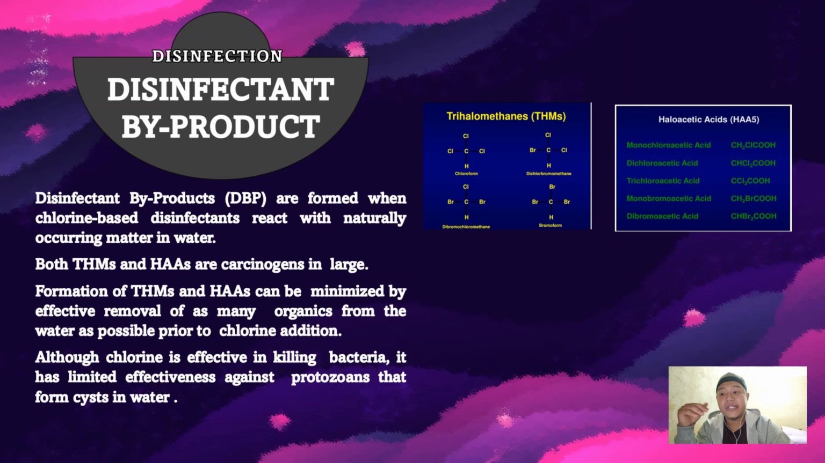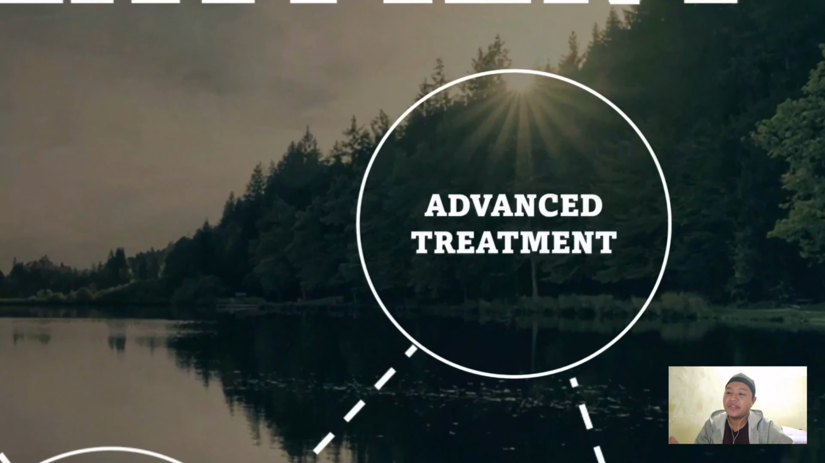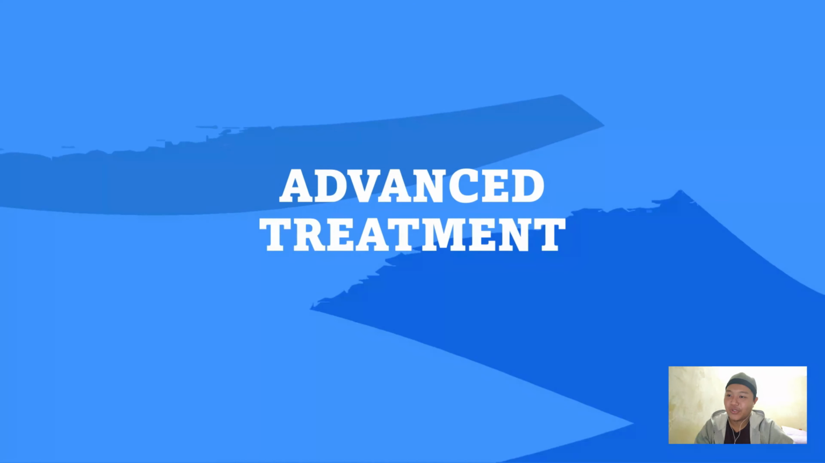So in order to lower the production of these two byproducts, it is important to remove any organics from the water effectively prior to chlorine addition. So these are the other ways of disinfection in water treatment, which include using chlorine dioxide, chloramine, ozone, and UV treatment. So moving on to the next step, which is the advanced treatment.